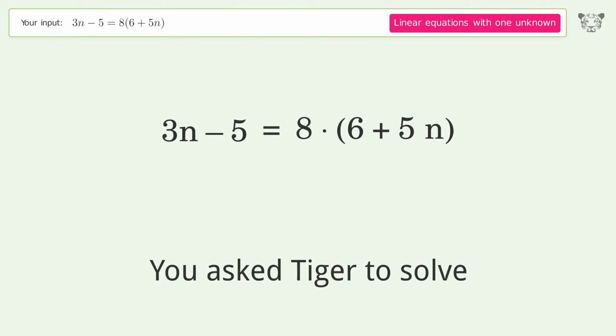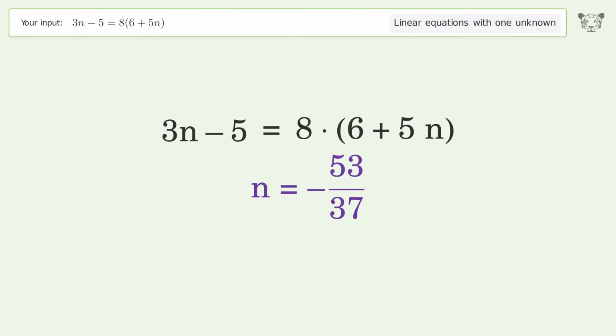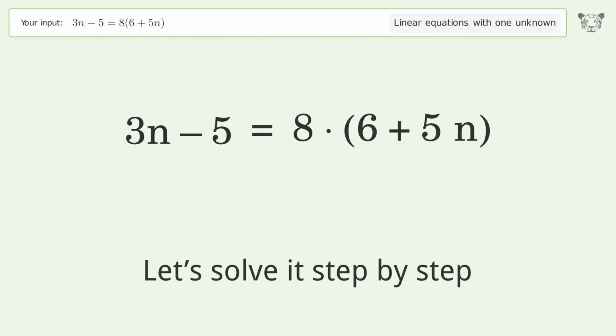You ask Tiger to solve. This deals with linear equations with one unknown. The final result is n equals -53/37. Let's solve it step by step.